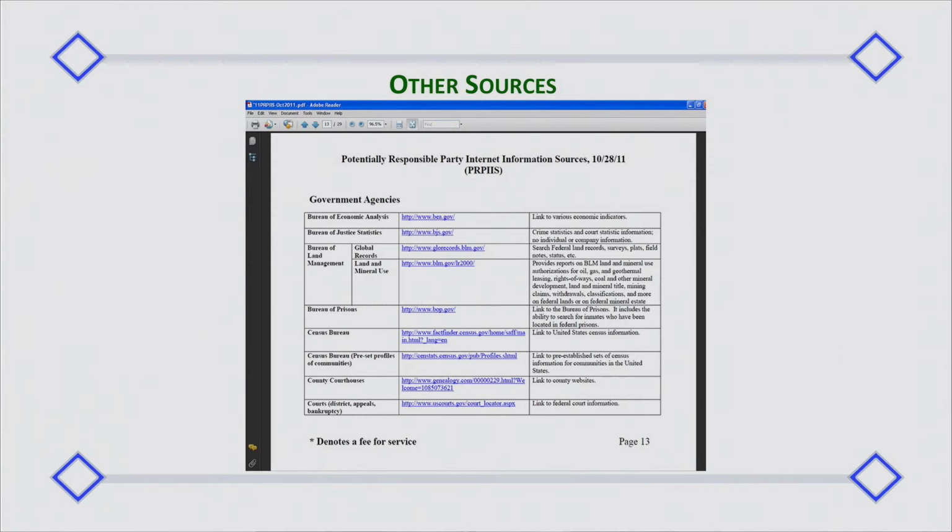I strongly recommend that you check out this listing and at least be familiar with what's available that you might need for future use. It's called the PRP Internet Information Sources and is part of the PRP Search Manual.